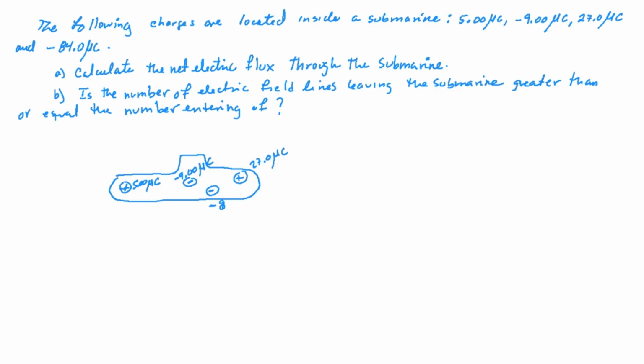Yeah, and we have this other of minus 84.0 microcoulomb. So we have to calculate the electric flux through the submarine. Well, we know that this electric flux is Q interior over epsilon sub 0. And Q interior would be 5 microcoulombs.